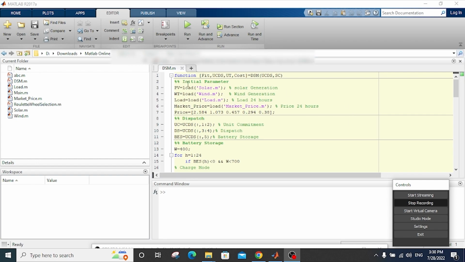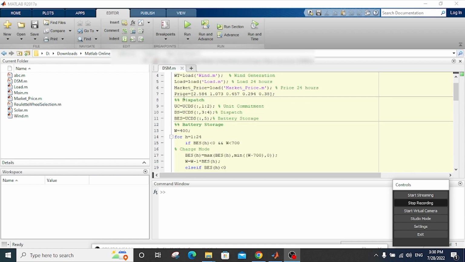The first thing is to initialize some parameters like the solar generation profile, solar generation and wind generation, load for 24 hours, and market price for 24 hours, that are read from the MATLAB functions. After that, we also define the price of the microturbine, fuel cell and batteries, and other utilities.